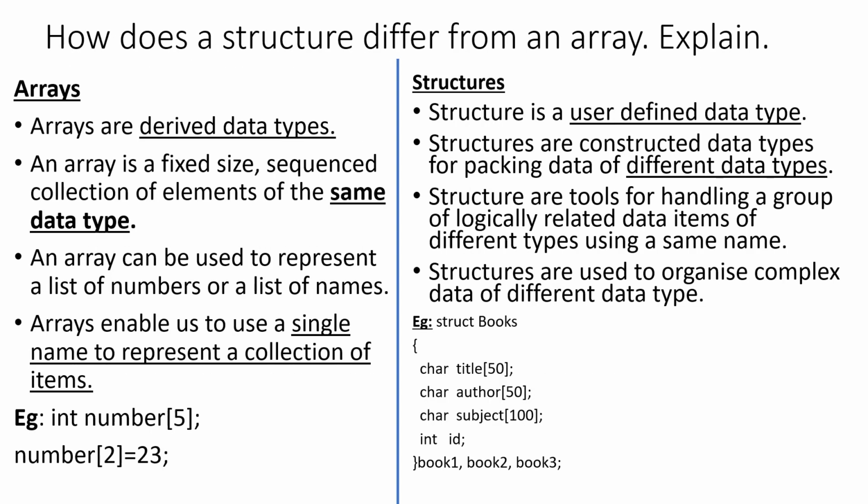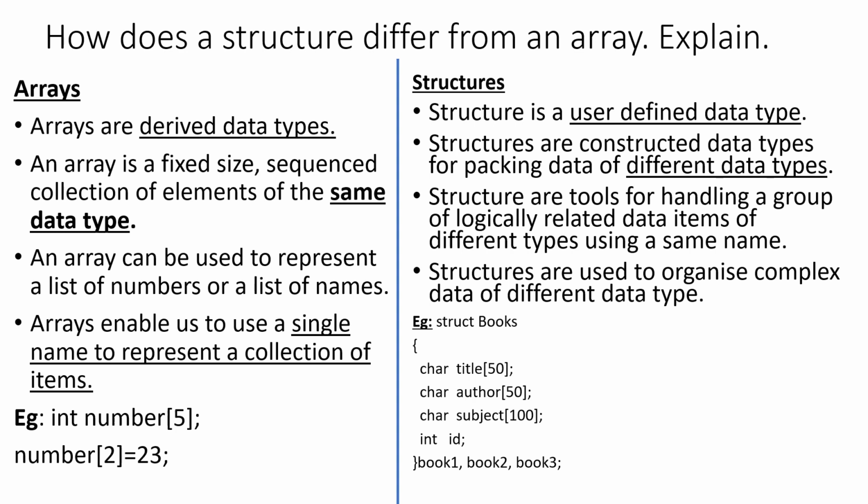How does a structure differ from an array? Arrays are a derived data type, while structures can be considered both a derived and a user-defined data type, but more often they are called a user-defined data type. An array is a fixed-size and sequenced collection of elements of the same data type, while structures are constructed data types for packing data of different data types.